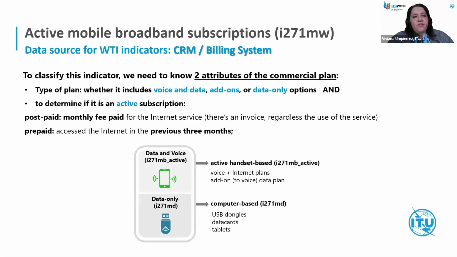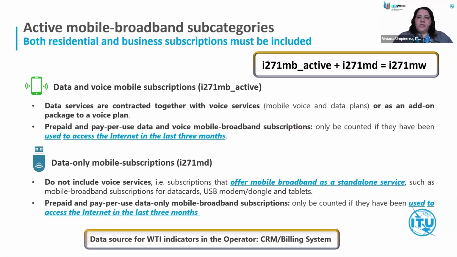If it is postpaid, it's a monthly fee that is paid, so it's a commitment of the person with the operator. Regardless of the use, we don't care if he uses it or not, because this person paid for the service. And if it is prepaid, we have to check if they accessed the internet in the previous 3 months. So the total of active mobile broadband services has to be broken down in the two categories that we ask in the questionnaire: how many are data and voice mobile subscriptions, and how many are data-only mobile subscriptions. This is the most important thing to keep in mind. The criteria is the same. Contract, I don't care if they use it or not. Prepaid, in the last 3 months, the internet has been used.